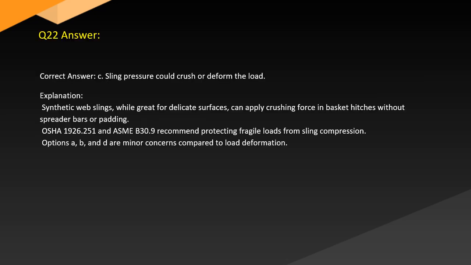Answer. Correct answer. C. Sling pressure could crush or deform the load. Explanation. Synthetic web slings, while great for delicate surfaces, can apply crushing force in basket hitches without spreader bars or padding. OSHA 1926.251 and SME.9 recommend protecting fragile loads from sling compression. Options A, B, and D are minor concerns compared to load deformation.